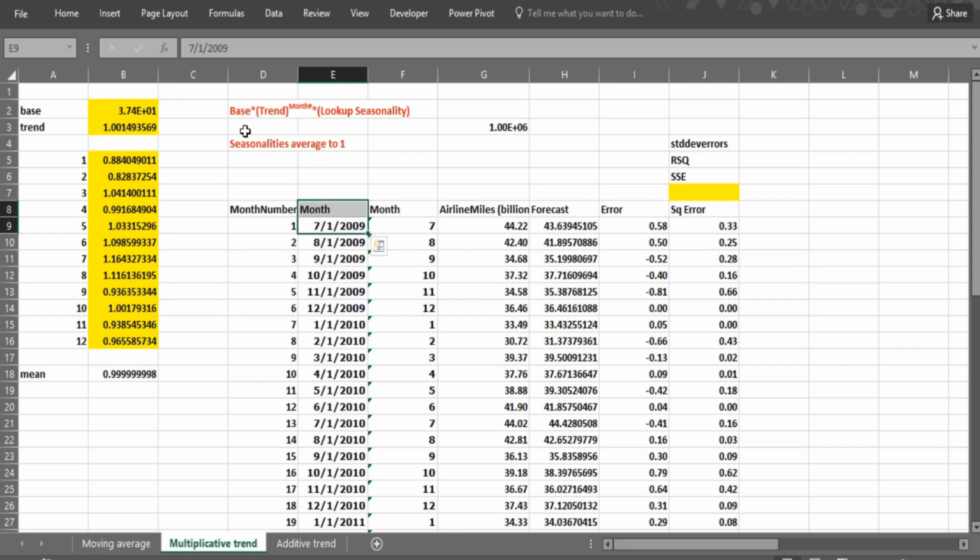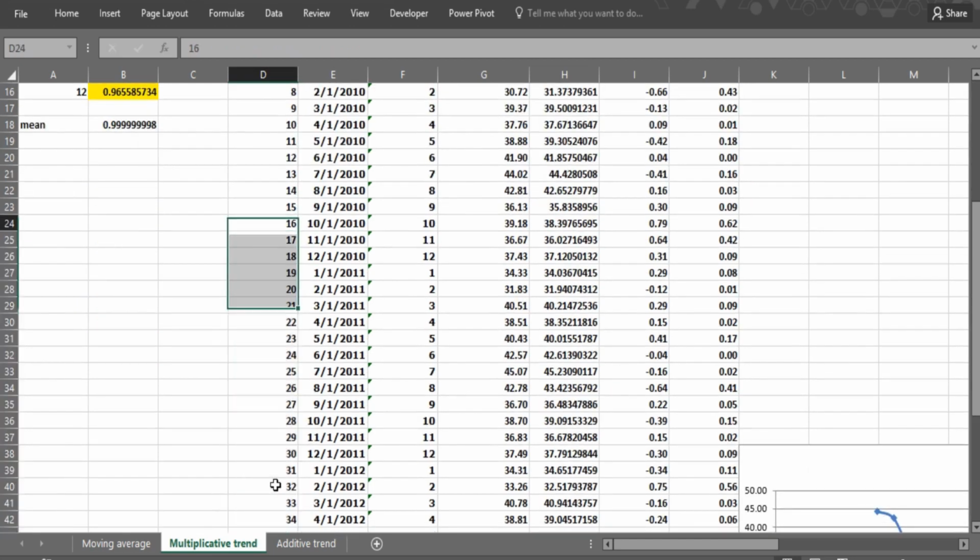We take a base level and we assume the trend is like a percentage. A trend equals 1.02 means miles increase 2% per month. A trend equals 0.95 means miles decrease 5% per month. Usually this is going to work out better because things work in percentages in the real world. So we take a base level times the trend raised to the power of the month number, again 1 through, in this case, 34.